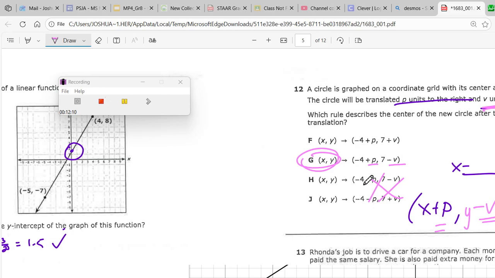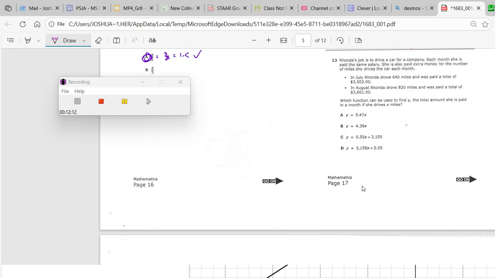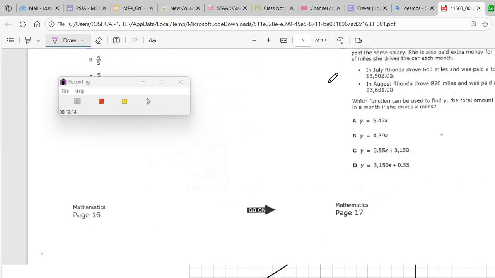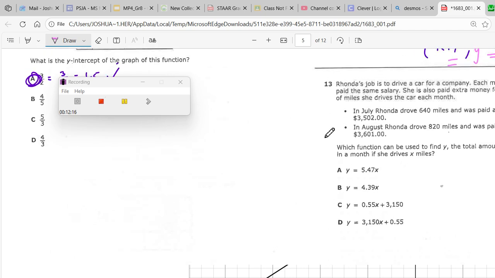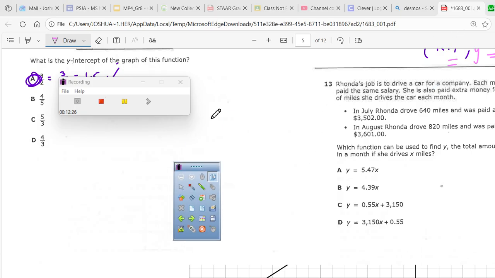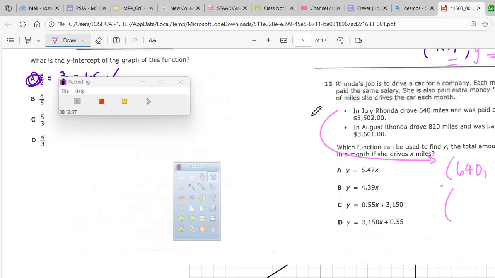Okay, let's see this over here. While I was moving up and down, I looked at the answer choices. These are answer choices, guys and girls. These are x's and y's, x and y. So the first one, again, we just have 2 coordinates here. This is the July one. We're going to have 640 and 3,502. And then for this one over here, we're going to have 820 and 3,601.